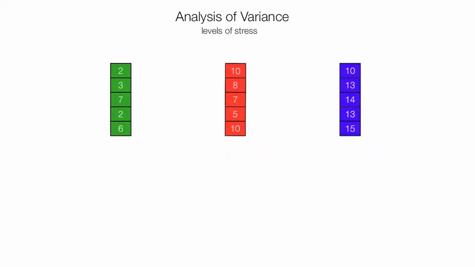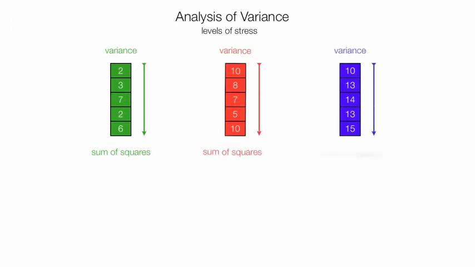In this video, I'm going to make several calculations, all around the variance, also known as sum of squares. And I'll do this for all 3 samples: the green, red, and blue samples. And this is called sum of squares within groups.